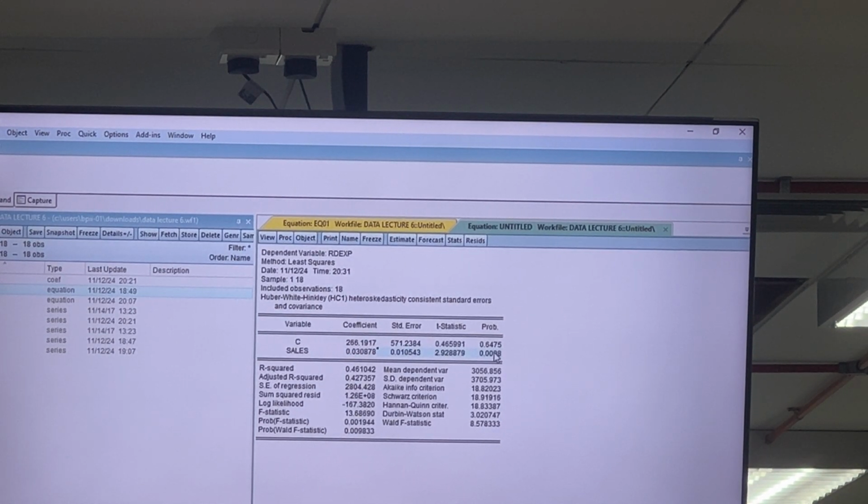provide more reliable results. But this one we cannot use in real practice. You should not use it for a small sample. So we have 18 observations.